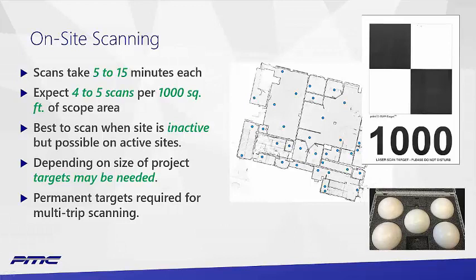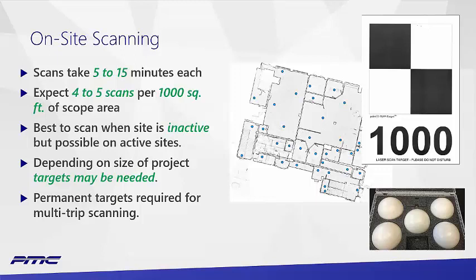So on-site scanning, some things to keep in mind. Each scan is going to take 5 to 15 minutes. Expect 4 to 5 scans per 1,000 square feet, but this varies. Of all things we do, this varies the most depending on your structure and your site. It can go much higher and much lower. Best to scan when the site is inactive. Anyone who's worked with point clouds knows that you see people moving through the space. The scanners capture that movement.